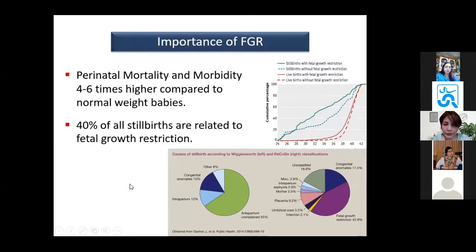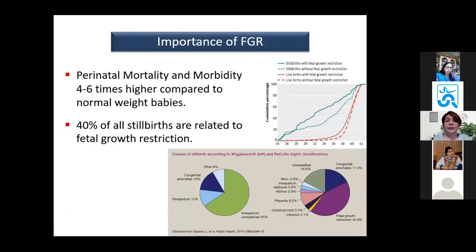Now, the slide below is the classification of stillbirths. Years ago, when we used the Wigglesworth classification, we had a huge chunk of stillbirths which were labeled as unexplained. From the time that we started using centiles and put these babies into centiles, this is called recode, you find that nearly 40% of them, or 42%, are growth restricted. And that is a cause of stillbirth.